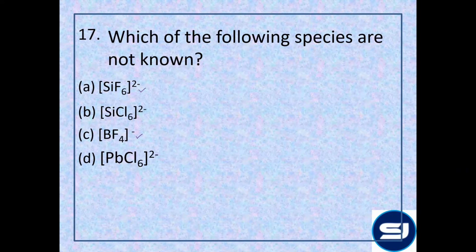Theoretically, B and D should also be the correct options. But silicon, because it's a smaller atom, will not be able to hold 6 chlorine atoms. And that is why SiF6 can form, but Si with Cl6 will not be known, meaning it doesn't exist practically. But lead, as the size increases, will be able to hold 6 chlorine atoms, and this species will be possible and existent. The answer is B. This is how you think about it.